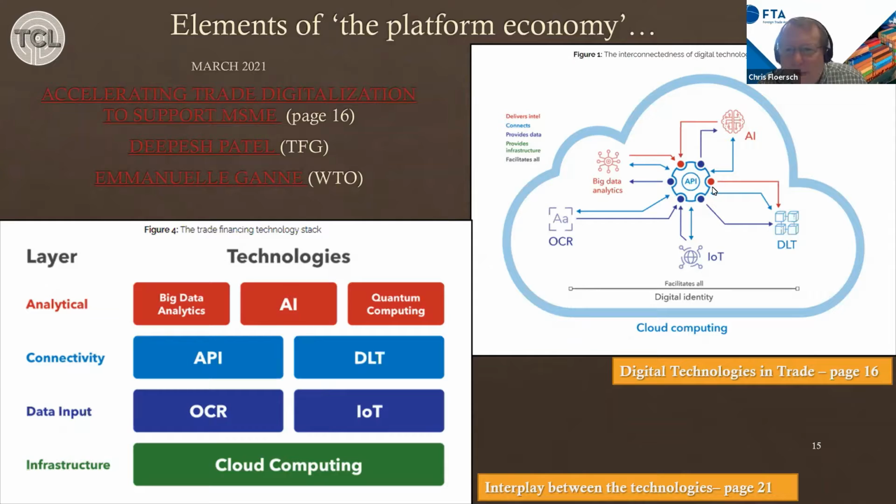I also want to mention this API. The API is central, okay? The API, Application Programming Interface. You're going to hear a lot more about that as time goes on. AI is artificial intelligence, big data out there. This is paper, okay, fine. Optical character recognition, yes, you still have to have something of it. And the Internet of Things, this is everything else.